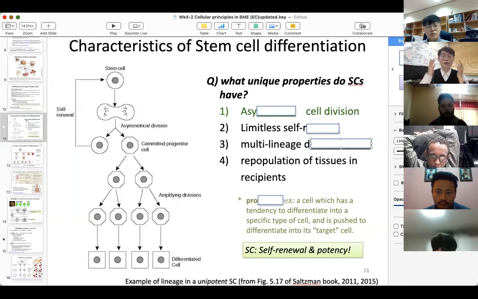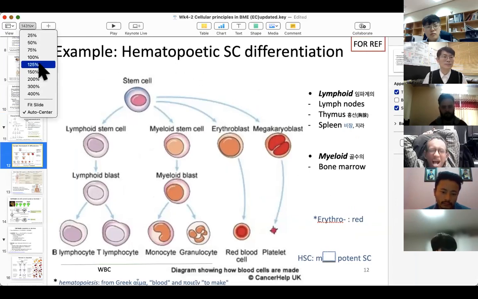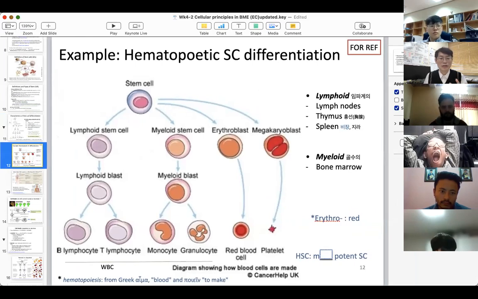So let's think about our blood cell. The name is a little complicated: hematopoietic stem cell. Hemato means blood, and poiesis means to make.